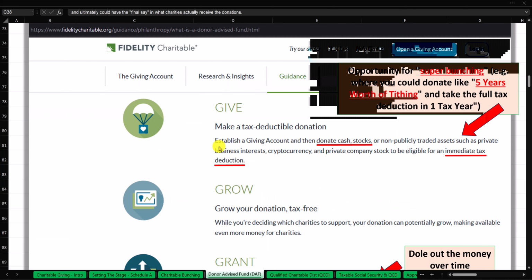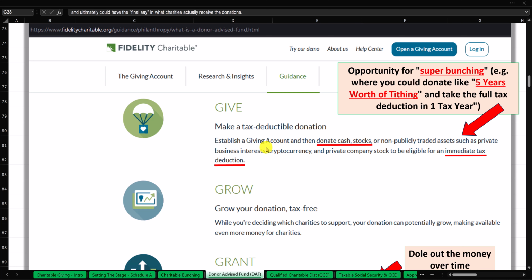All right, so the first step again is that after you establish the giving account and then you donate cash or stocks or other assets, you can get the immediate tax deduction, and this is where the opportunity for super bunching comes into play. For example, you could donate like 5 years worth of tithing and take the full tax deduction for 5 years worth all in one tax year, but then you can dole it out to the church or other religious institution over 5 years. Okay, the donor-advised fund kind of allows like the bunching strategy, but on steroids, so to speak.